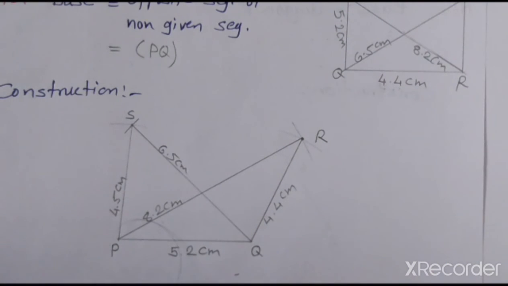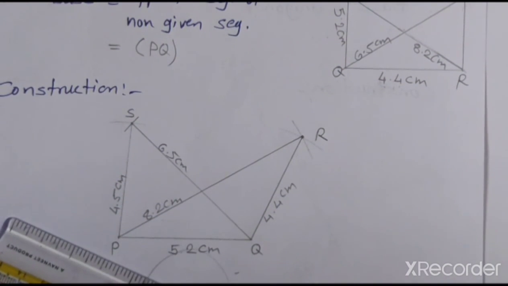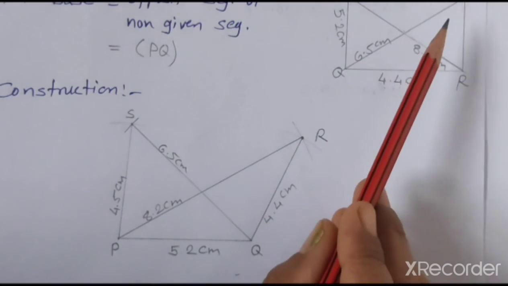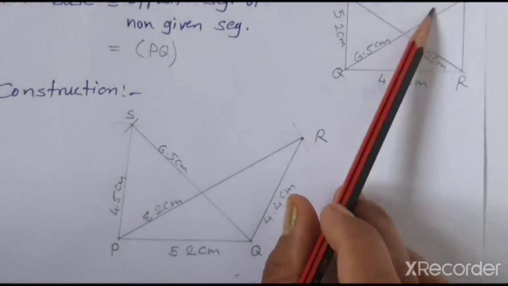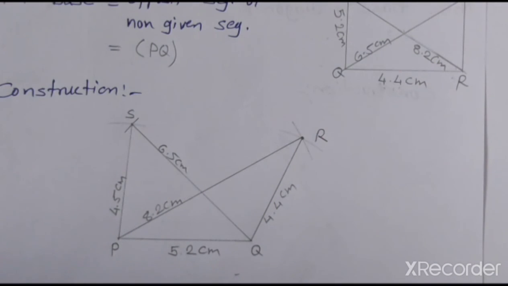But still our construction is not done. To construct a given quadrilateral PQRS, here we have to join this R and S point. So connect this R and S with each other to get quadrilateral PQRS.